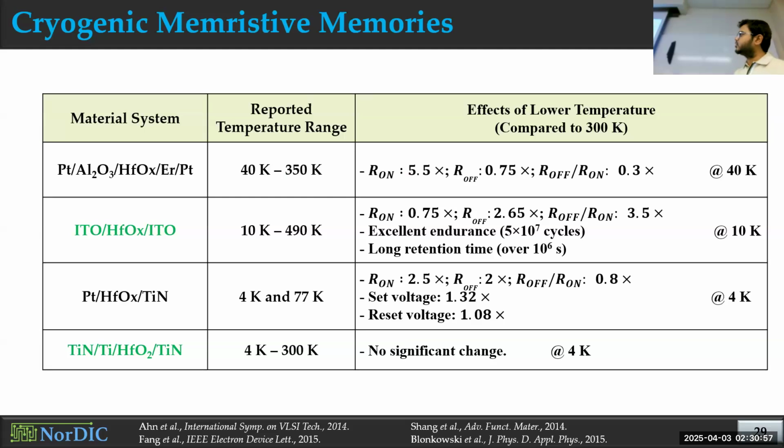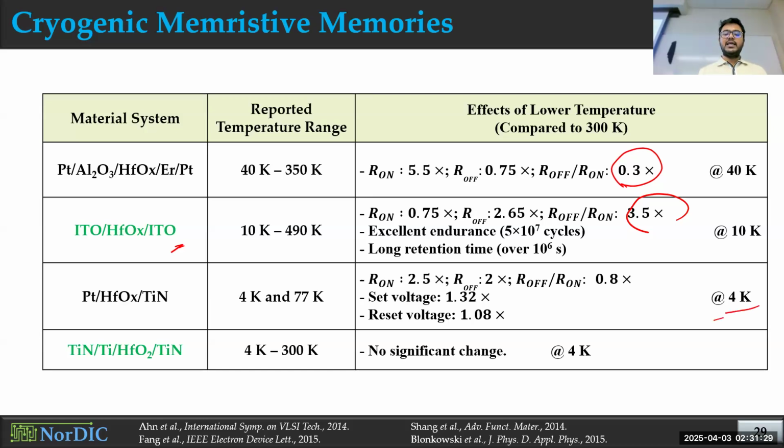So people actually measured all those things, and you see in the first case, the on-off ratio becomes lower than room temperature. That means it becomes worse compared to room temperature at this 40 Kelvin temperature. And in the next one, where they use different electrodes, but the same hafnium oxide memristor, you can see that the on-off ratio becomes better than the room temperature, right? That means the performance becomes better. The read operation will be more reliable here at 10 Kelvin.